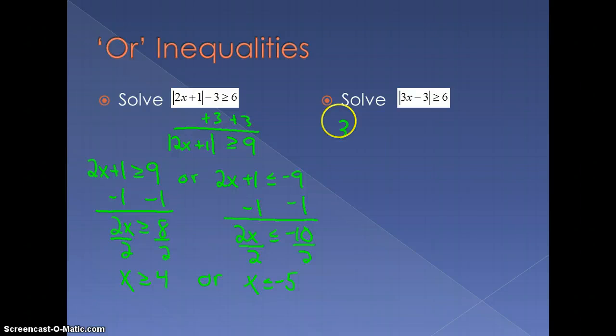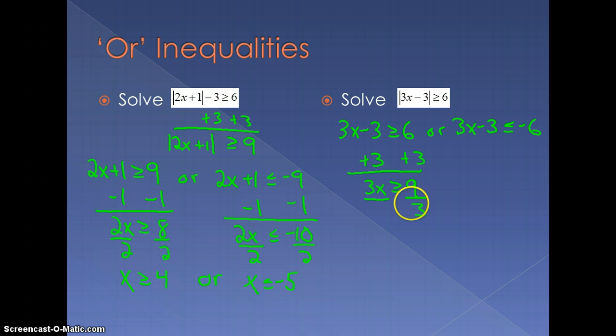Last example, 3x minus 3 is greater than or equal to positive 6, or 3x minus 3 is less than or equal to negative 6. Solve them. Add 3 to both sides. 3x greater than or equal to 9. The inverse of multiplying by 3 is dividing by 3. I get x is greater than or equal to 3.